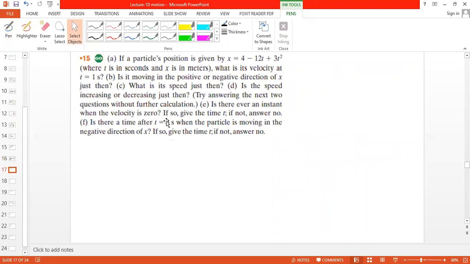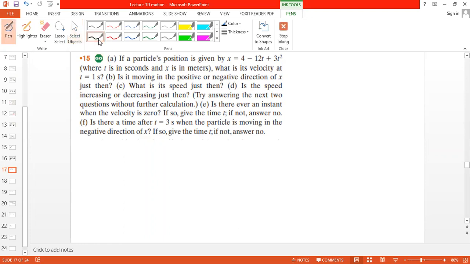So this is another math. Math number 15 from the book. Here they are asking us to find out, if a particle's position is given by, same again, x equal to 4 minus 12t plus 3t square, what is its velocity at t equal to 1 second? See here, they're asking for the velocity at t equal to 1 second. What does this mean? The velocity at t equal to 1 second is called instantaneous velocity. They are asking for an instantaneous velocity. So we have to find out the instantaneous velocity here.